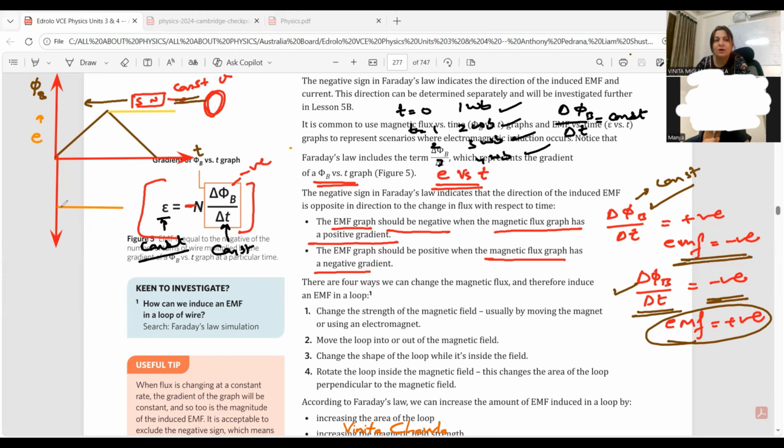And therefore we draw a straight line, because a straight line means we have a constant value of EMF. But our phi b is not straight like this. It is not parallel to the time axis. It is inclined to the time axis. Why? Because phi b is increasing with time. So when our phi b, the magnetic flux, is increasing with time uniformly at a constant rate, then we get a constant value of EMF.